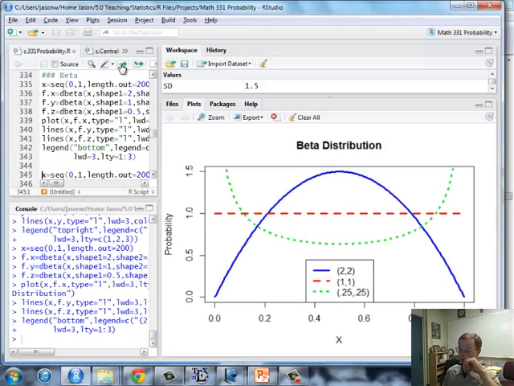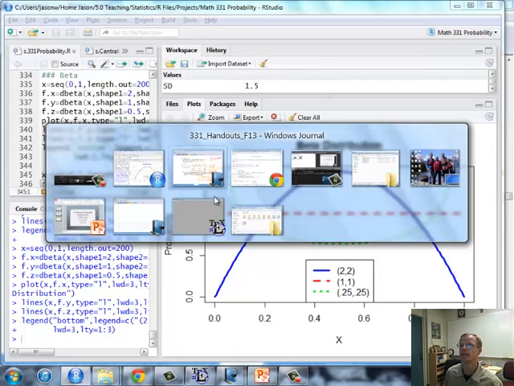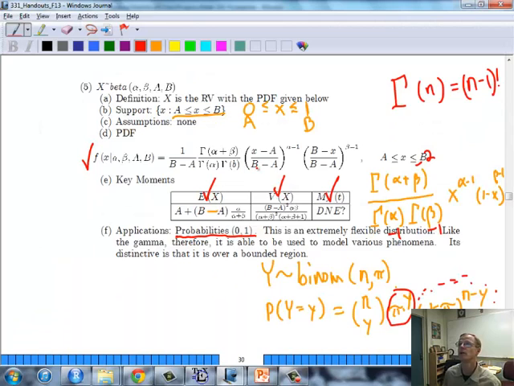Boom. Okay. The parameterization I used here, first component is alpha, second is beta, and when both are equal to 1, you get, boom, it reduces to the uniform distribution. Can we see that? Let's take a look.